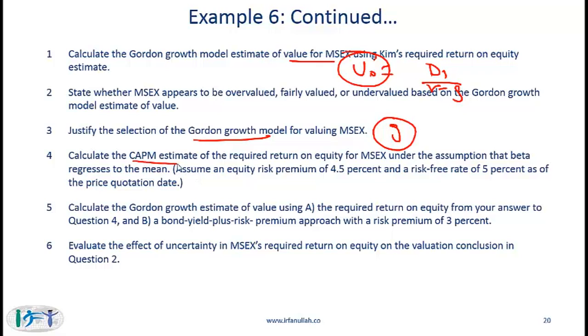Then we use CAPM under the assumption that beta regresses to the mean. And this is what I wanted to emphasize. They are not explicitly saying to use the adjusted beta. But if you recall from an earlier reading, the assumption is that beta sort of moves towards 1, right? Which is another way of saying regressing to the mean. What's mean beta? Mean beta is 1. So based on this, do you use the raw beta or do you use the adjusted beta? You have to use the adjusted beta.